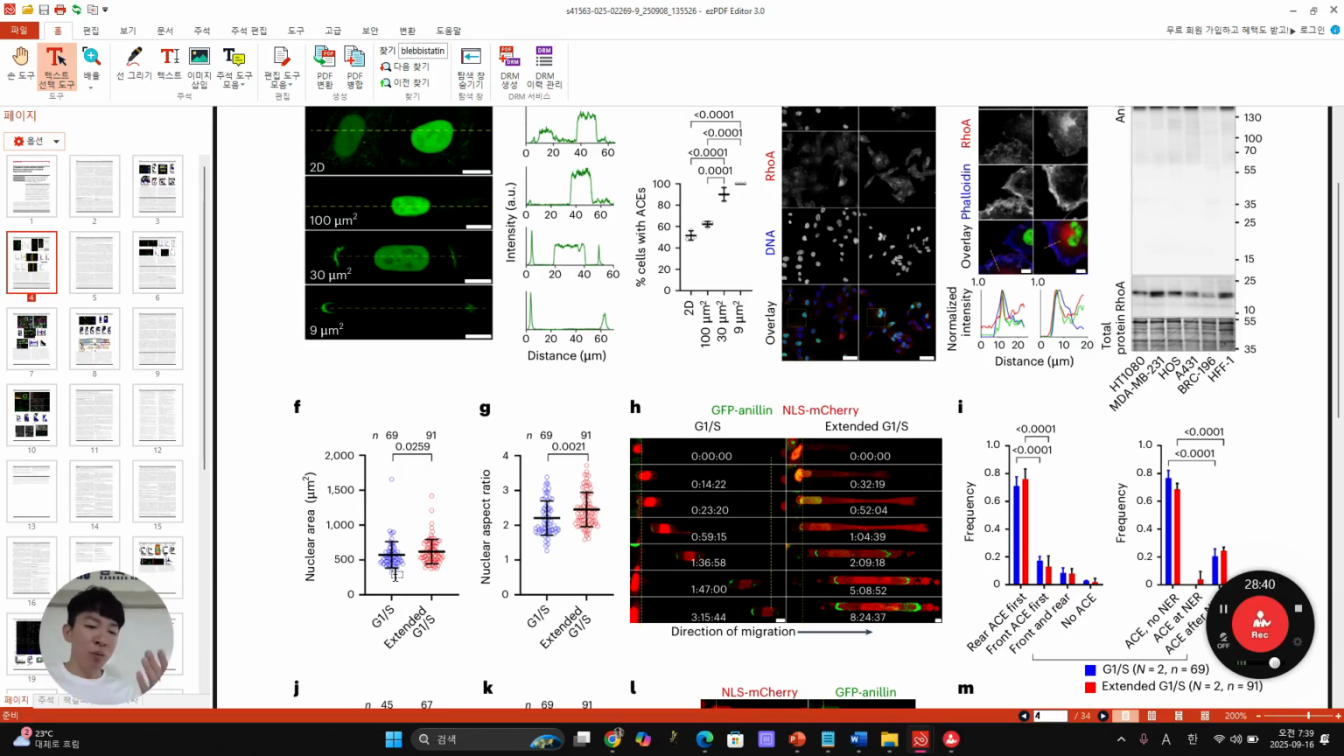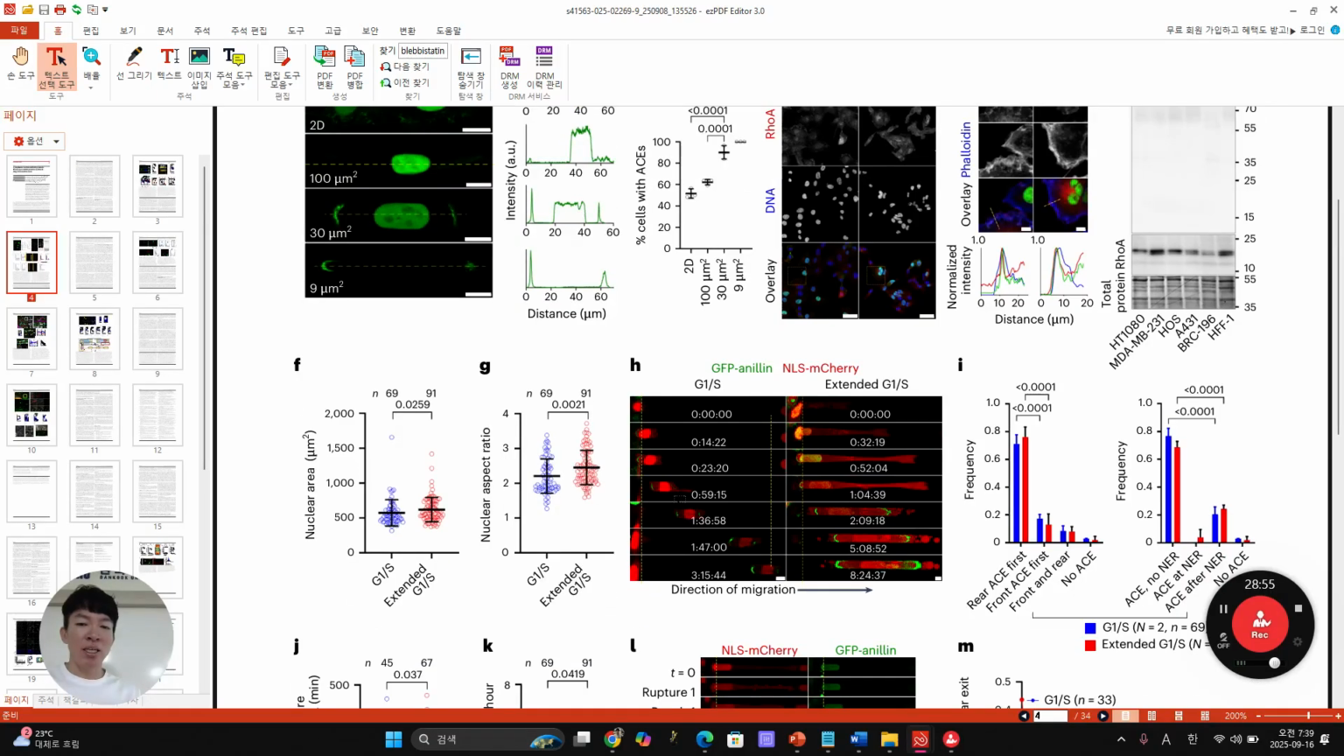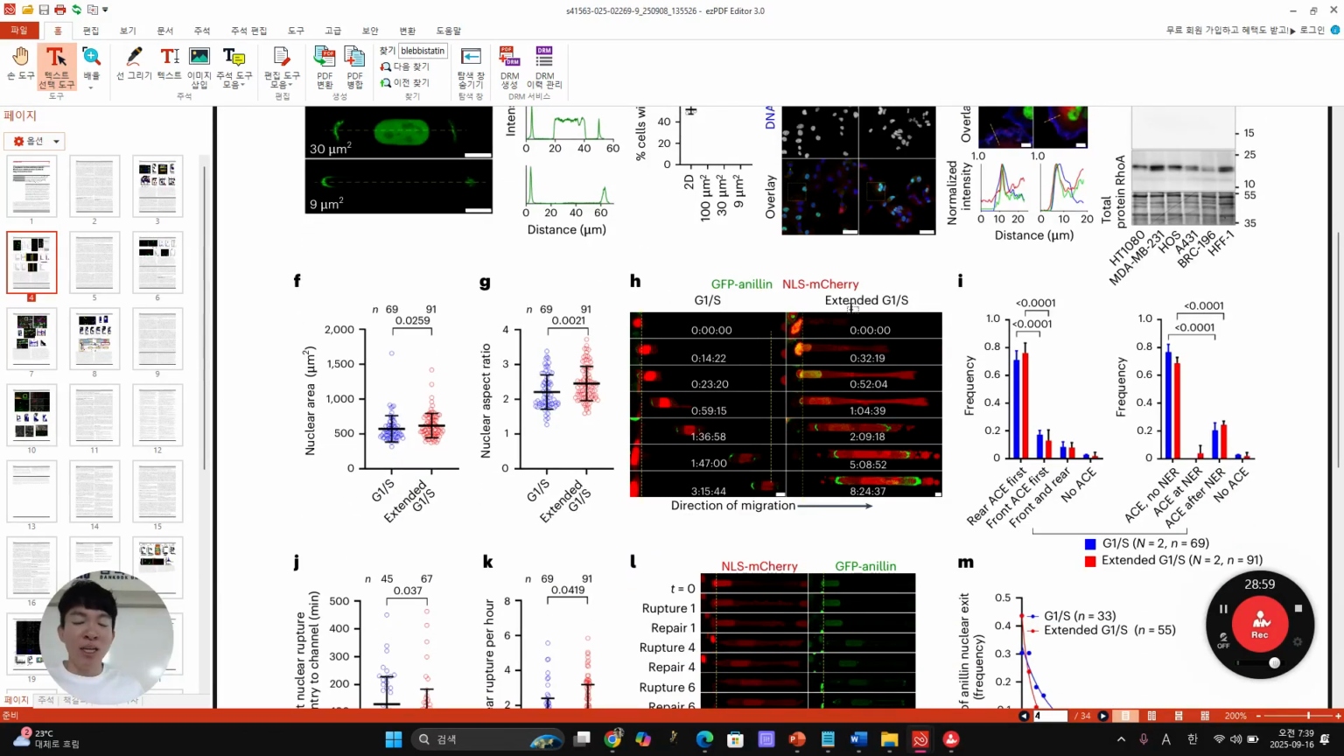And so as a proof of concept, they checked the nucleus area, aspect ratio, and the volume is in the supplementary. They are enhanced, but not 2 times, just a few. But still, they parallelly investigate what's going on. So first, let's forget about the extended G1S and focus on G1S. Green color is anillin GFP. This is NLS mCherry, NLS is like nuclear.